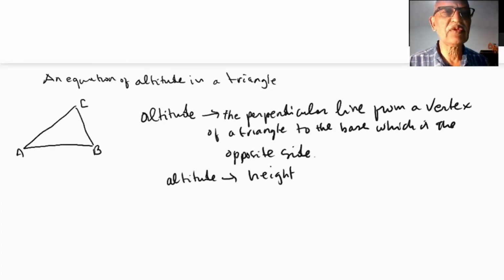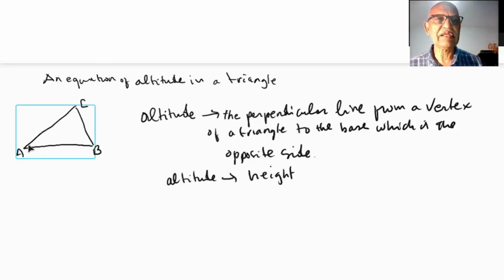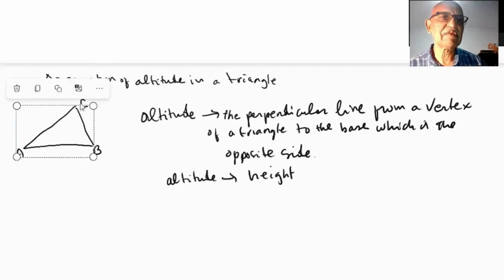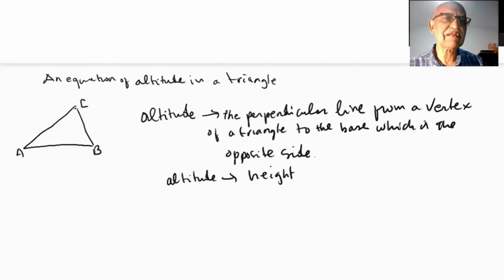Okay, today our lesson will be an equation of altitude in a triangle. Altitude can be similar to the word height. So altitude in a triangle, what does it mean? If I have triangle ABC, then if I go to the vertex C, the line going from the vertex perpendicular to the base will be altitude. This is altitude. It is 90 degrees to the base. It comes from the vertex.